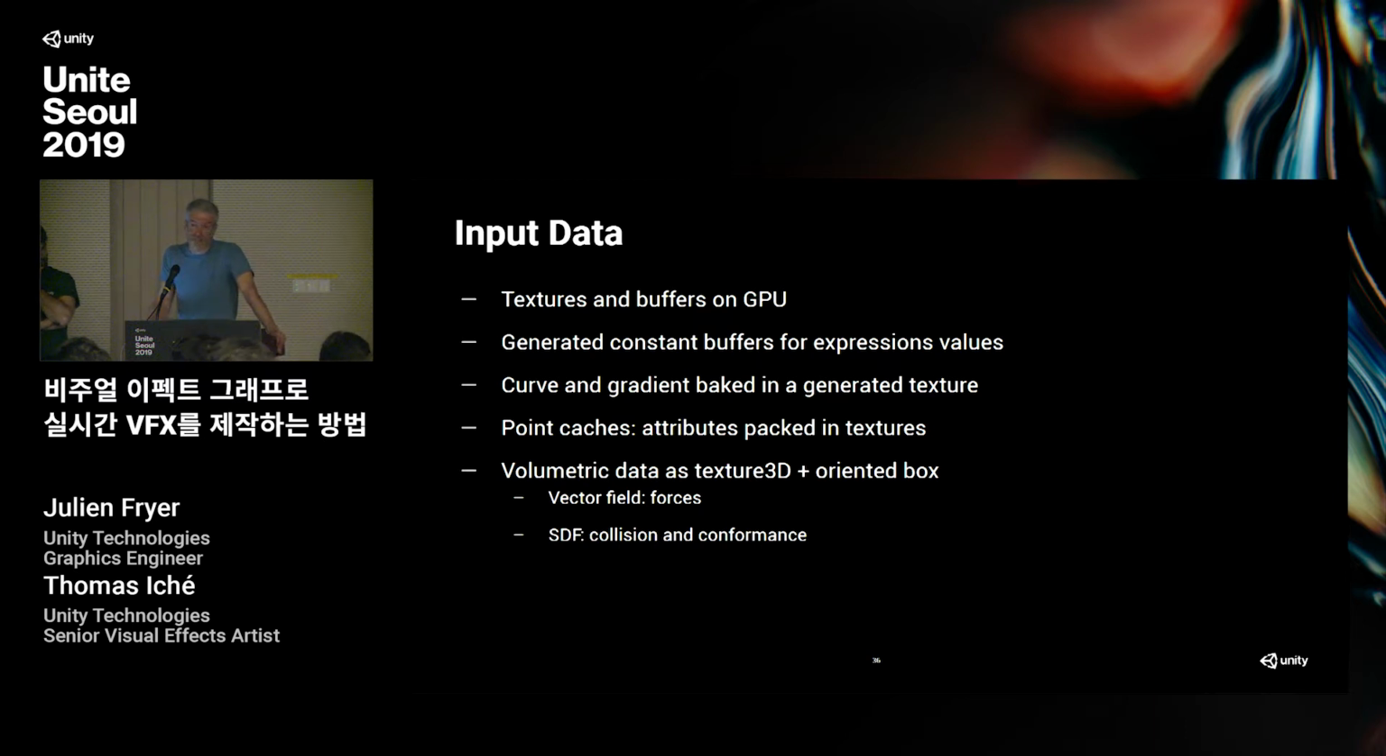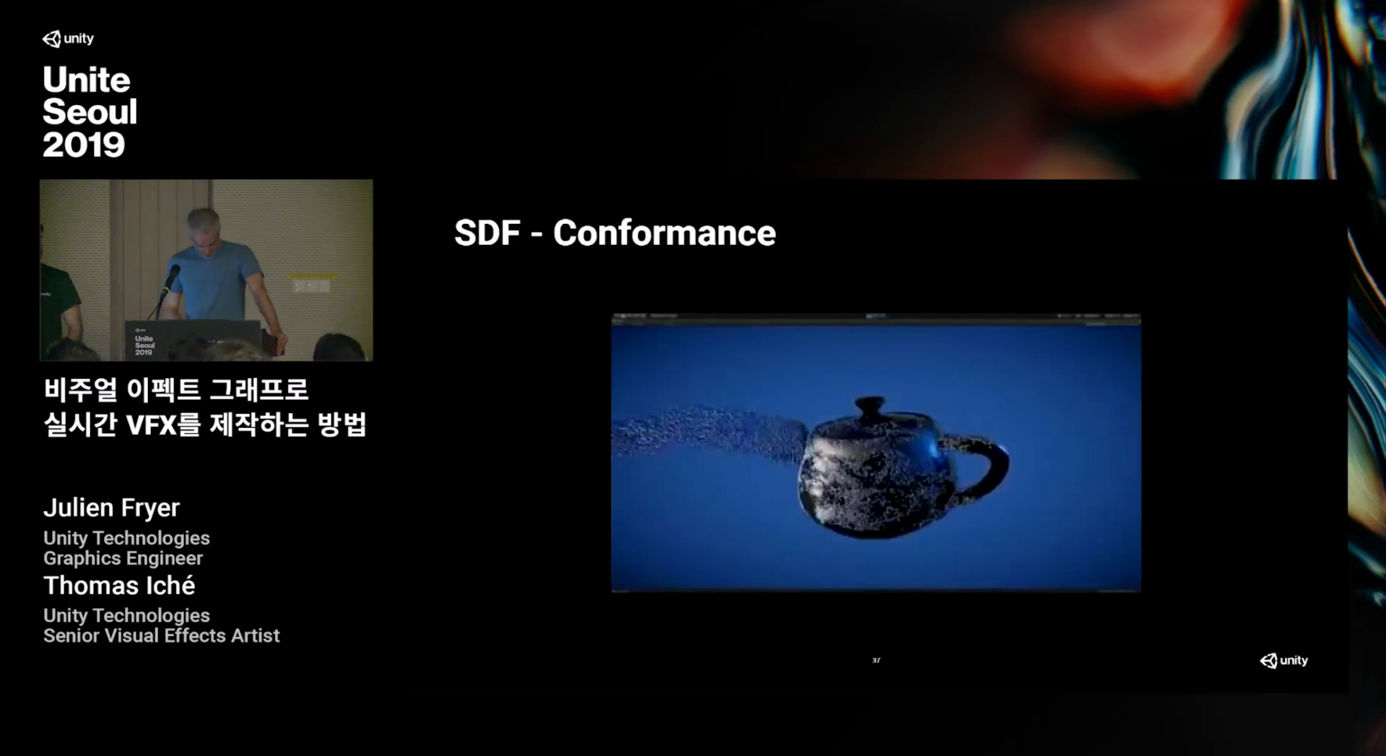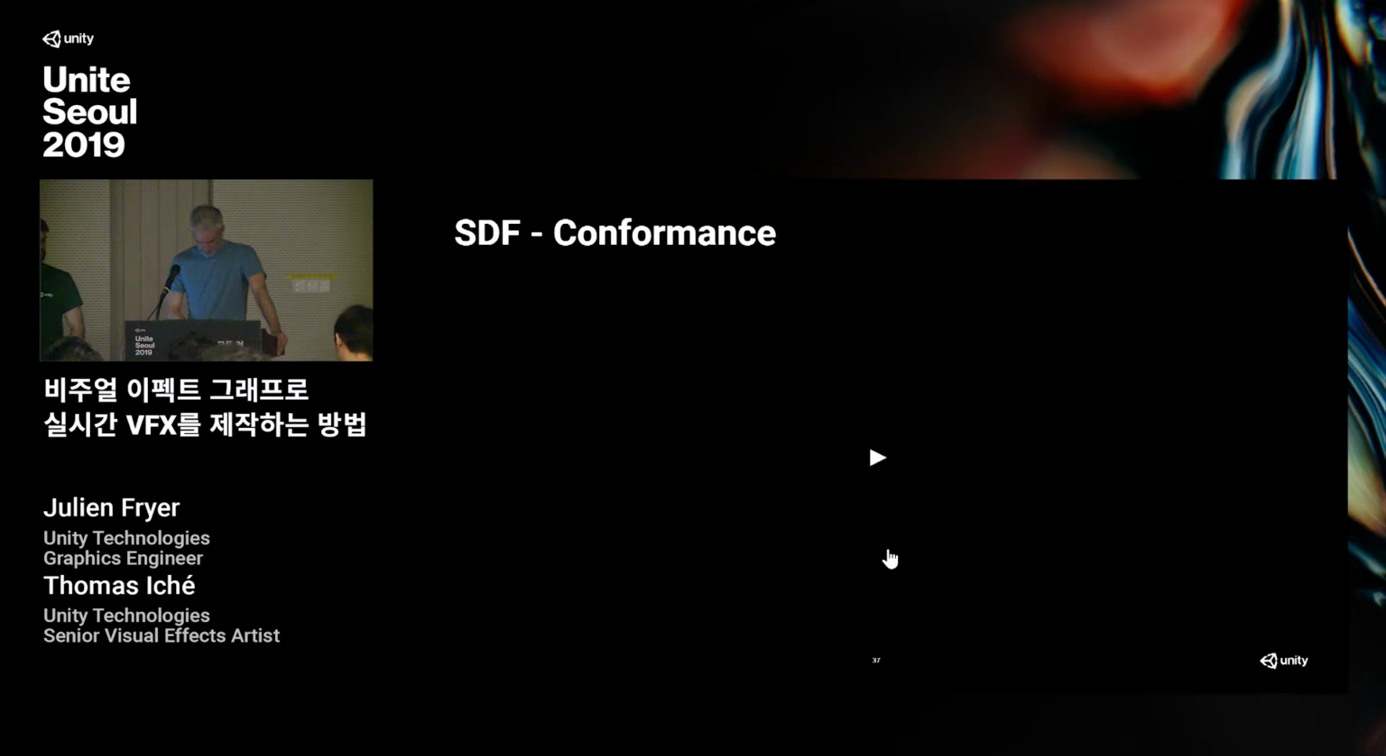And we also have signed distance fields. A signed distance field will store a distance per voxel, and this distance will define a surface. So the 3D texture will actually define a surface, and we can do a lot of stuff with that. We implemented two blocks with signed distance fields, to have collision and to have conformance. Here is an example of some prototypes we made when we implemented that feature.